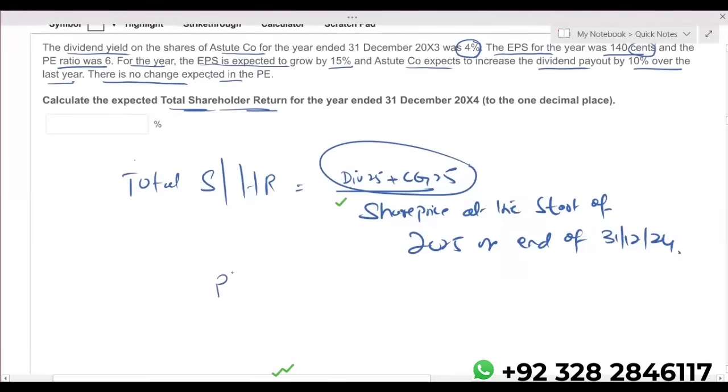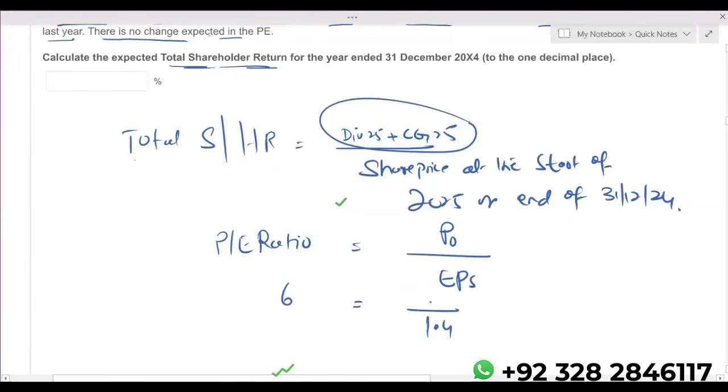Now, P/E ratio is equal to current share price upon EPS. Examiner has given us the P/E ratio of previous year, which is 6 times. EPS of previous year is 1.4. So very easily I can calculate the share price of previous year. 6 multiplied by 1.4. I'm getting P naught 8.4. I'm getting P naught 8.4.